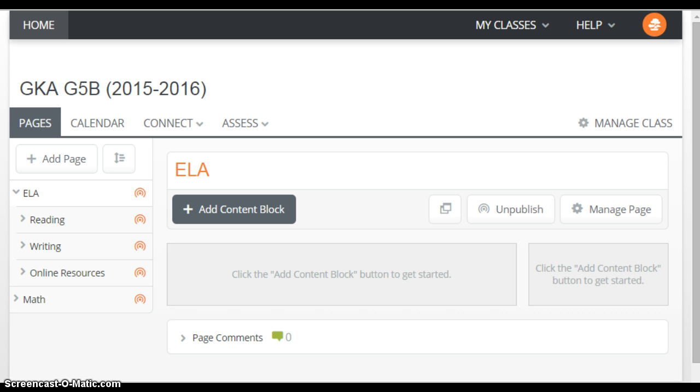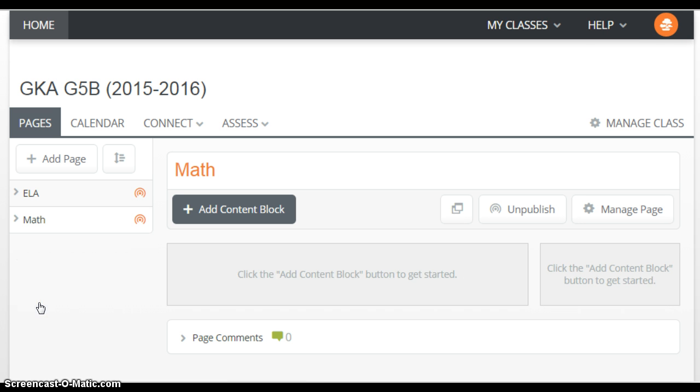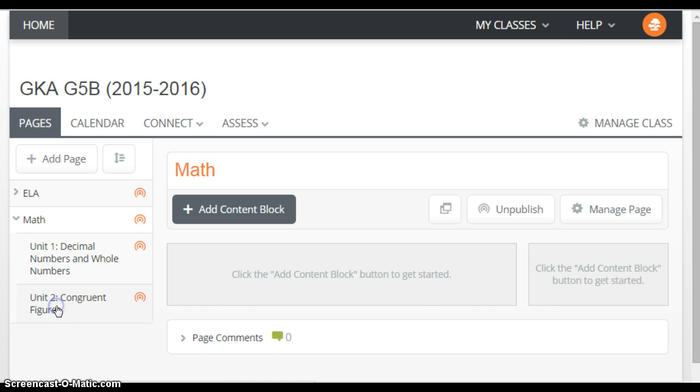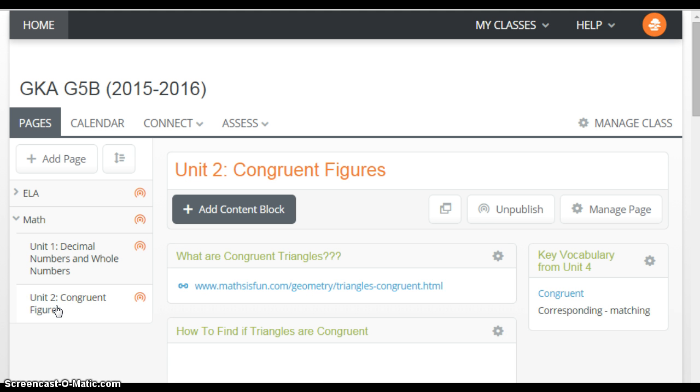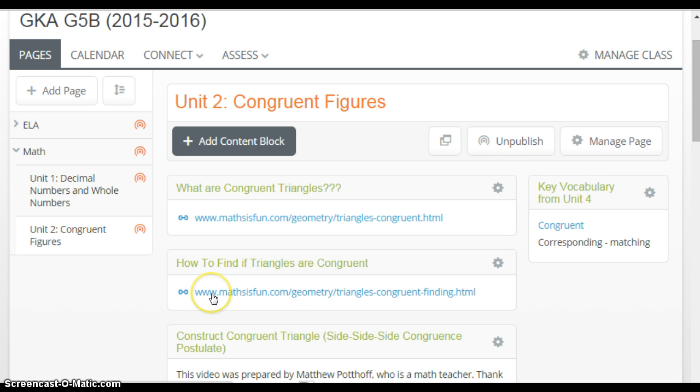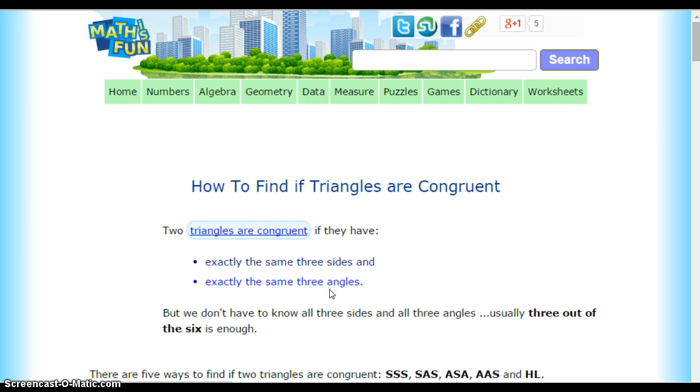Okay. Well, first what I would like to do is, as you can see, I'm in the class website, and I'm going to go into math and click on unit 2 congruent figures. And I want to kind of start by using a website, mathisfun.com. I've talked about it a couple times in math class. It's a fantastic website, and we'll be using this a lot throughout the year. But anyways, I would like to go into the page called How to Find If Triangles Are Congruent. So I'm going to click on this link and go to that site.